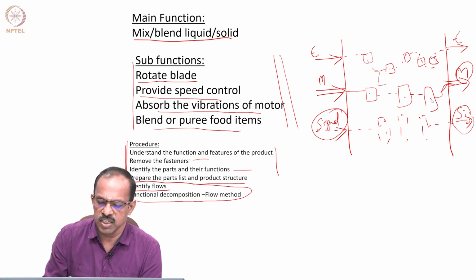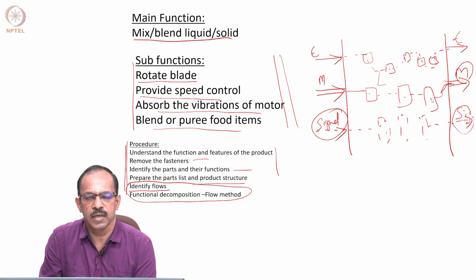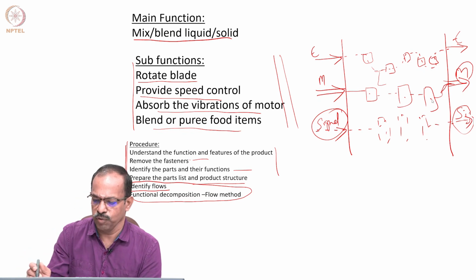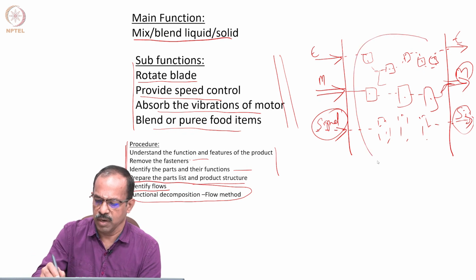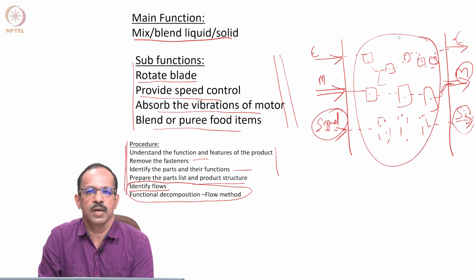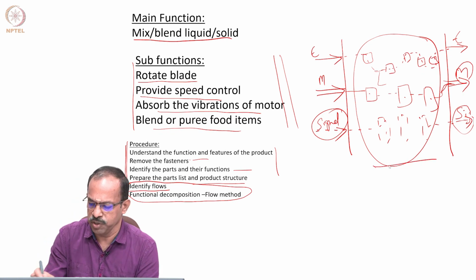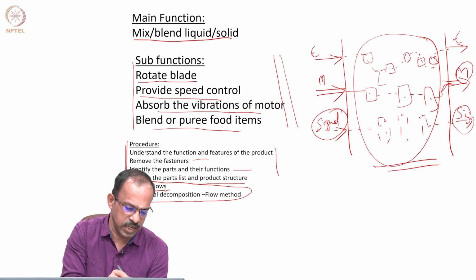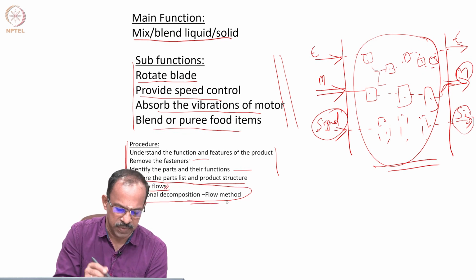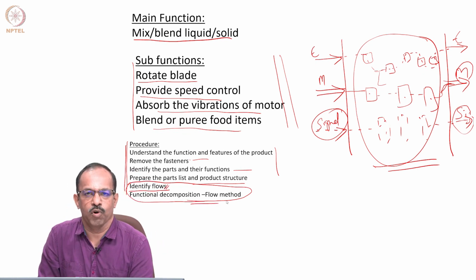So, using this energy, material, and signal input, you need to find out how these are actually getting converted to different flows, and all these will become the functions within the product, and that becomes the functional decomposition. So, this is what you need to do in this exercise. First, identify the flows, and then do the decomposition using the flow method.